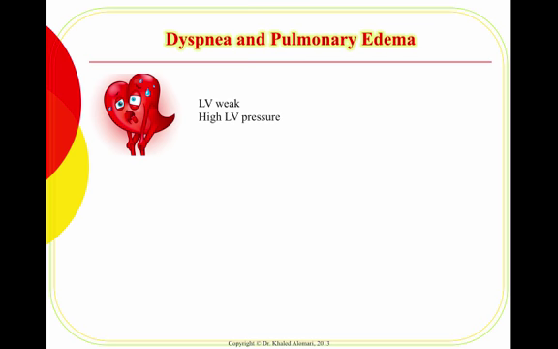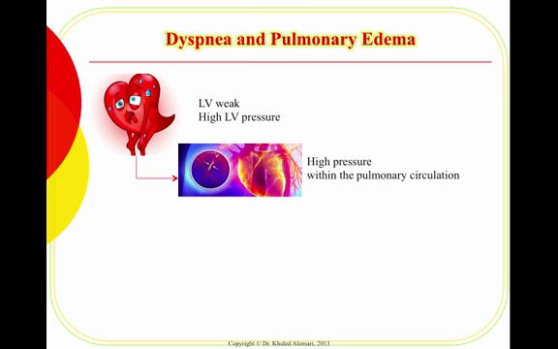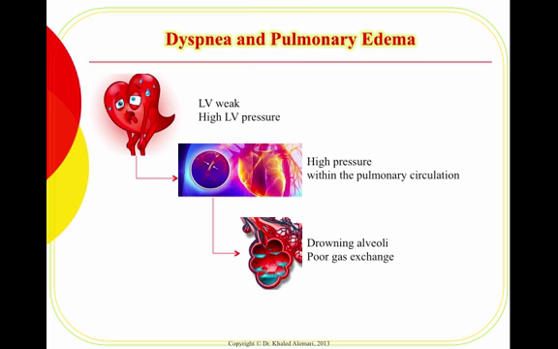The other one is the dyspnea and pulmonary edema. Again, when the heart is weak, the left ventricle hypertrophies and increases the pressure. That pressure travels to the pulmonary circulation. When the pressure increases in the pulmonary circulation, then the serum will leak, and the fluid will move from the blood to the alveoli, so the alveoli are drowning, and now there will be poor gas exchange, so there's less oxygenation, and that's why the patient feels the dyspnea.